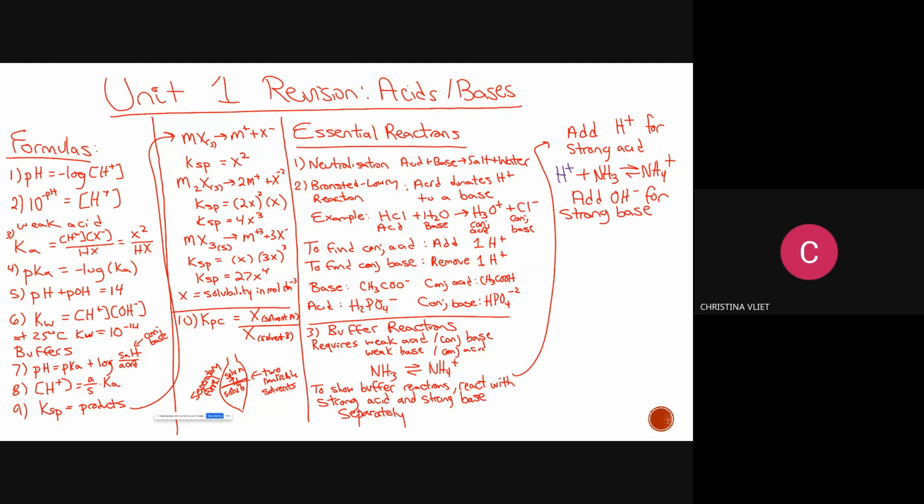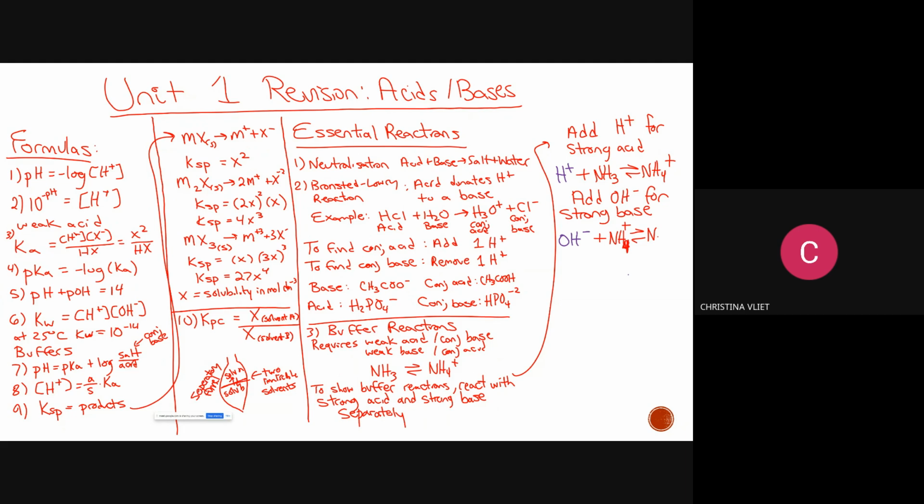So which part of this buffer would react with strong base? NH3 or NH4 plus? You could reverse the order, and now you write OH minus plus NH4 plus, because that's the acid part. So we put it with the base, and what would that make as products?